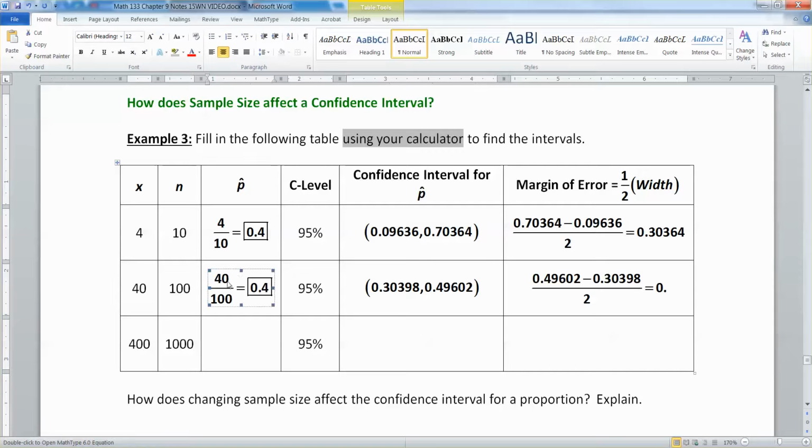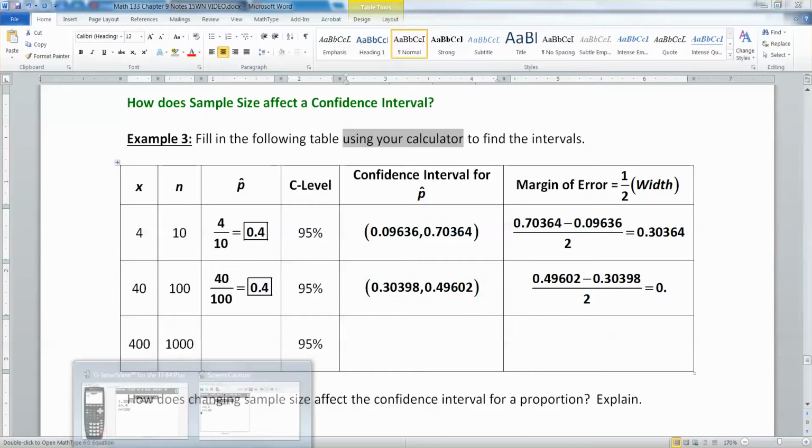So I filled in, it's still 40%, so 0.4. Then this is now my interval right here. And just look at it. This one was 0.096 to 0.70, so quite a huge interval for a population proportion. And this is only 0.304 roughly to 0.496.